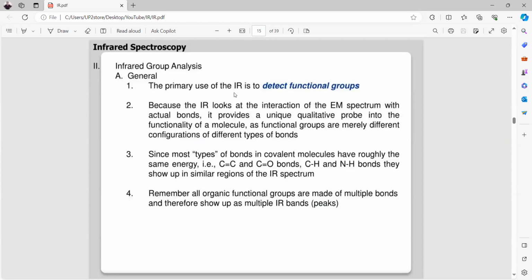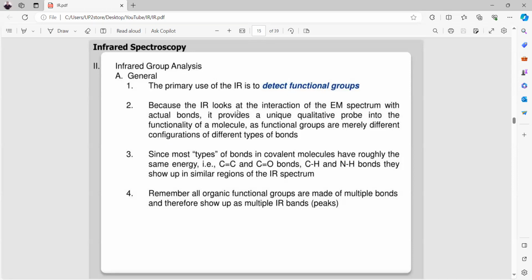The primary use of the IR is to detect the functional groups. As a chemist, we can use IR spectroscopy: if we have a sample, we can analyze it to detect the functional groups present. Many functional groups can be detected, such as carbonyls, alkenes, and alkynes. Maybe you can distinguish between an ester carbonyl group and a ketone carbonyl group, and we can detect many functional groups, such as CN, or differentiate CN from the C triple bond C.